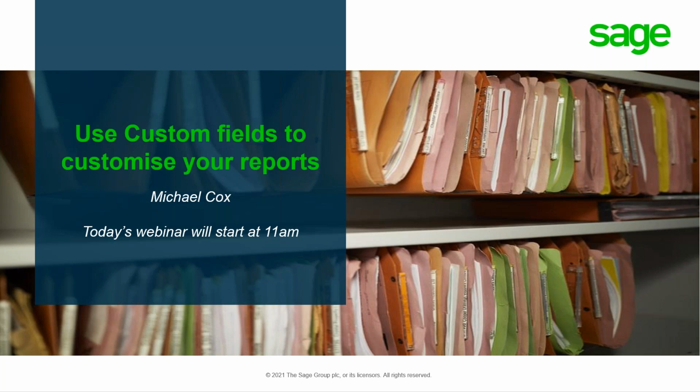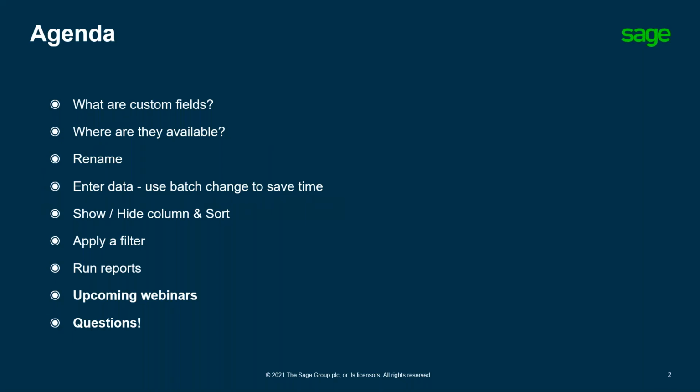Right, we'll get started. Let's have a look at what we're going to be covering over the next half hour or so. First of all, we're going to start with the basics: what are custom fields, and where are they available in the software? We'll show you how you can set them up and rename them, how you can enter data, and how you can also use batch change to save you time doing that.